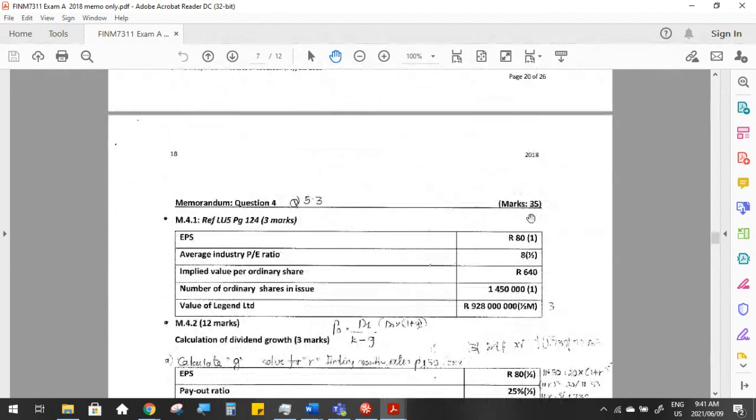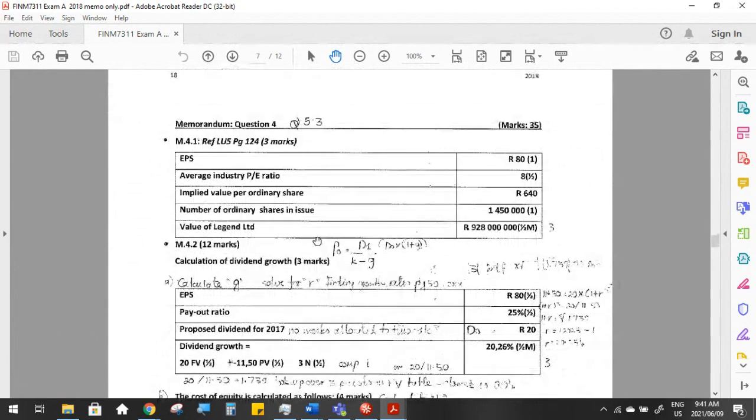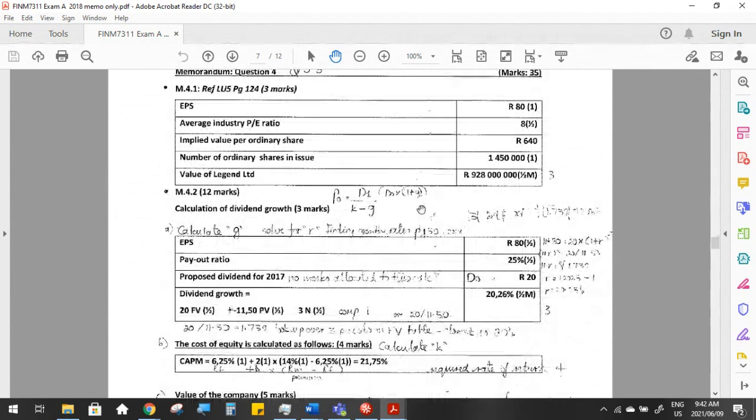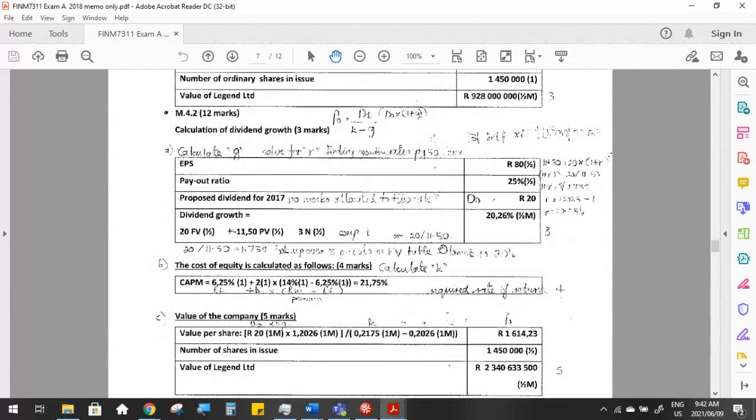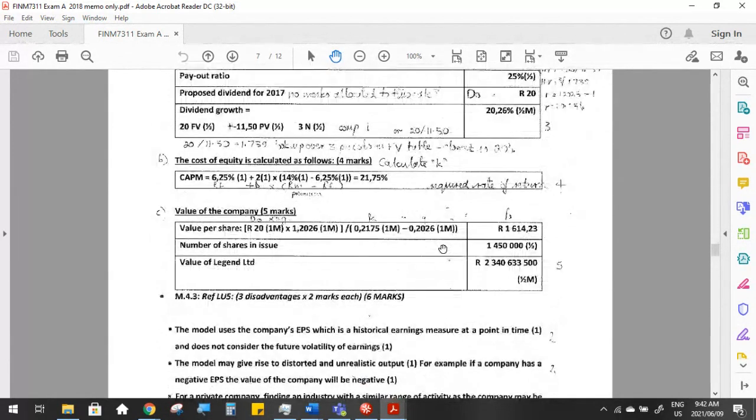Very nice question, 35 marks, and if you understand the question and you've practiced it out of the textbook, you'll be able to get these 30 marks. Lots of calculations, lots of application of different theory across the whole semester in this question.